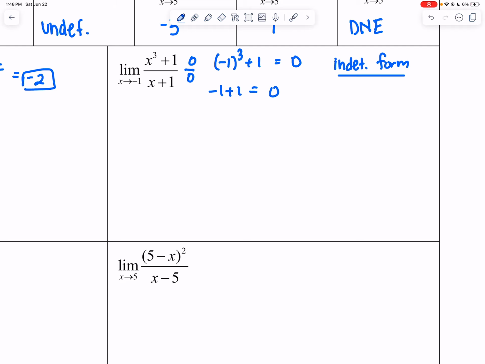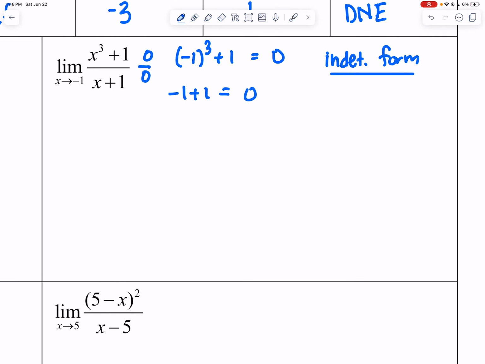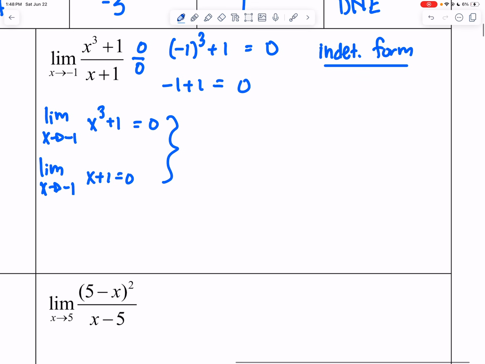If we have an indeterminate form on the AP exam, however, you do want to make sure that your notation is correct. So whenever you're working things out with an indeterminate form, what I want you to do is make sure that you have the limit of the numerator and the limit of the denominator and say that this is an indeterminate form of 0 over 0. Now, even though I have 0 over 0, my limit isn't 0.